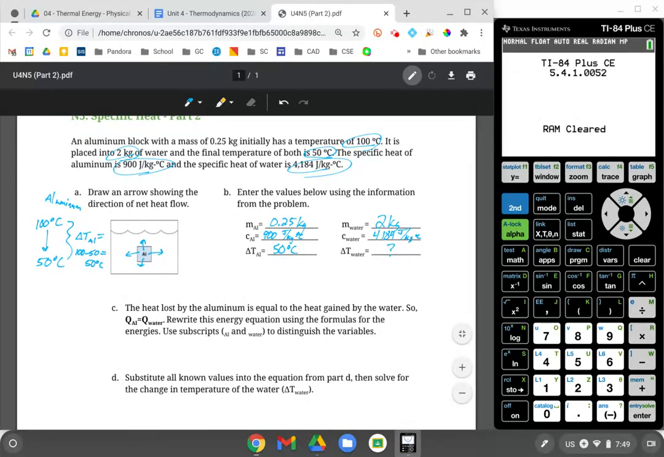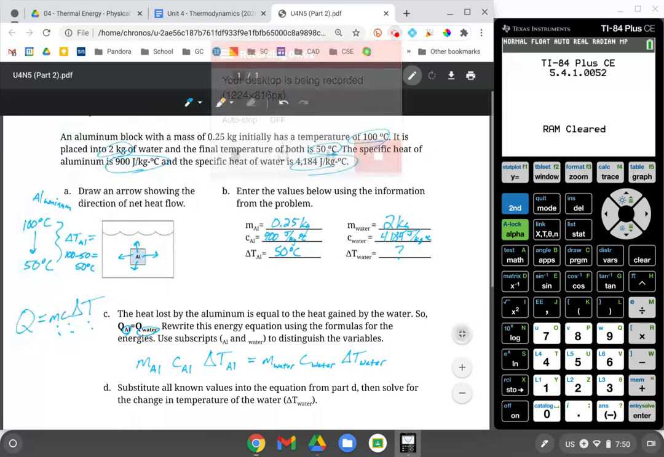For part C, it says the heat lost by the aluminum is equal to the heat gained by the water, so the Q or heat of aluminum is equal to the Q or heat of water. Rewrite this equation using the formulas, and so this is the formula that we learned yesterday. And so in order to make sure that we're organized, I'm going to add a subscript Al to all of these variables on the left side of the equation, and then I'll add the subscript water to all three variables again on the right side of the equation, so that we can stay organized.